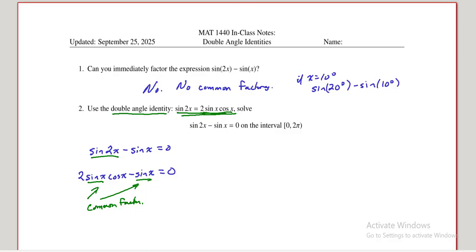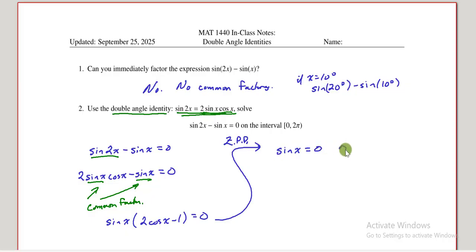So let's factor out that common factor of sine of x, which would give me sine of x times 2 cosine of x minus 1 equals 0. And our situation is now greatly improved because we can now apply the zero product property that we discussed in class, and we can set each factor equal to 0. So I'm going to set the sine of x equal to 0, or 2 cosine of x minus 1 has to equal 0.